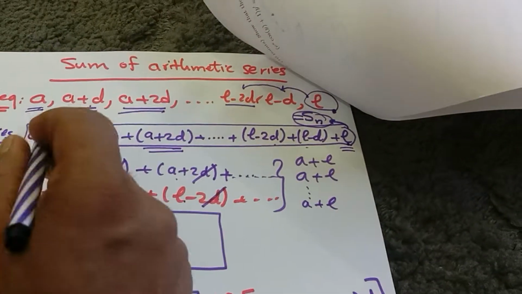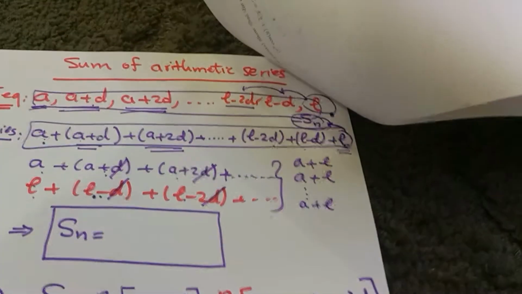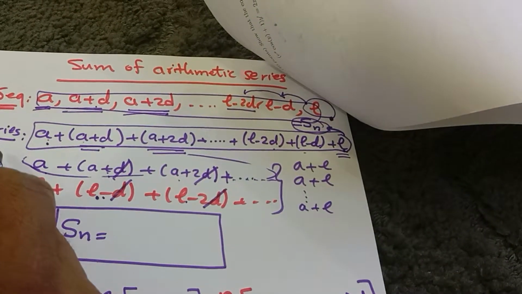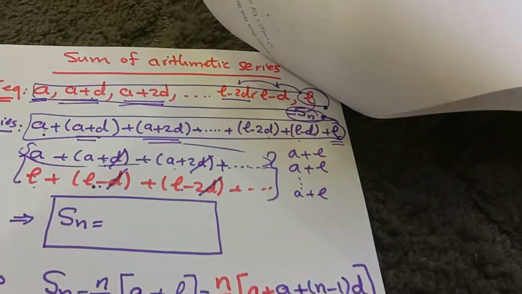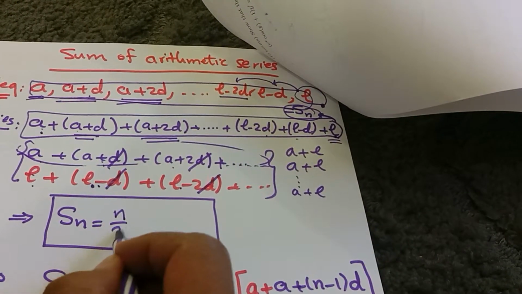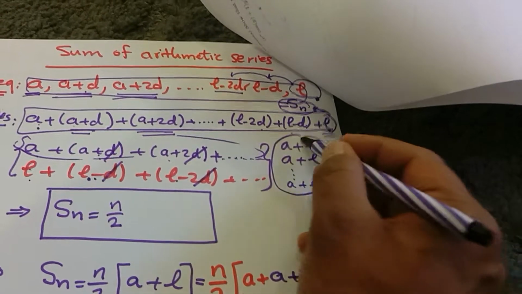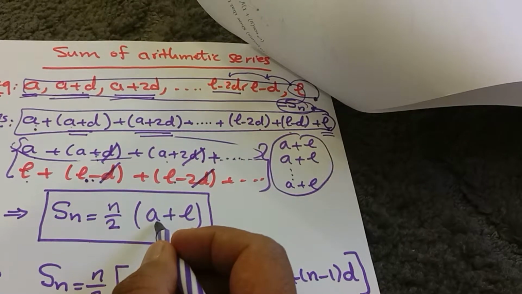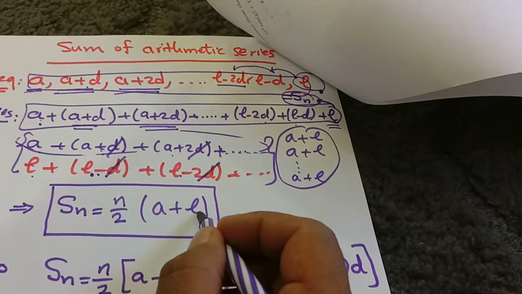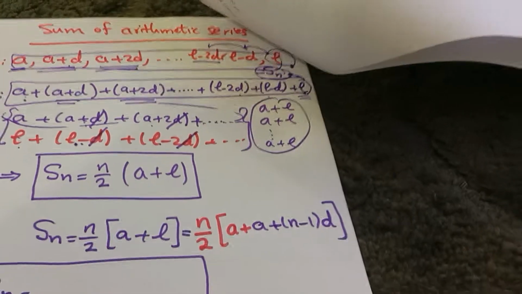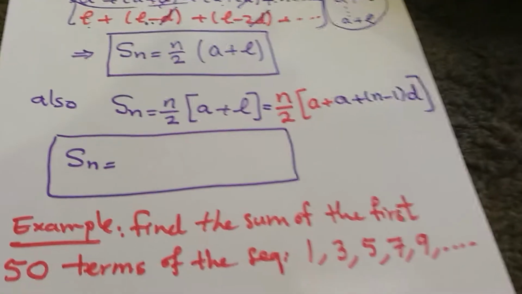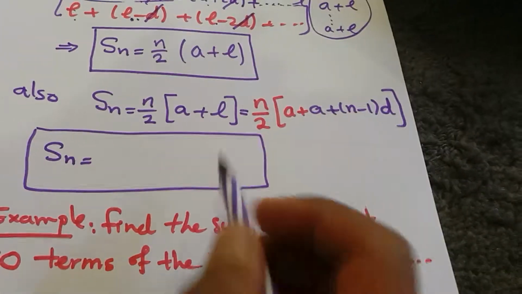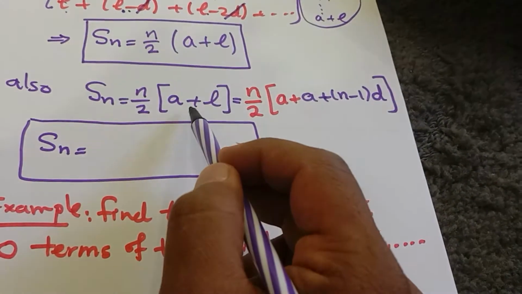The sequence here was having n terms. So I'm having here n over 2 terms because I divided in 2. So it is just n over 2, and that is multiplied by this number, which is A plus L. We know A is the first term, and L is the last term. We also have another formula for the sum of the n terms of an arithmetic series. This is the formula we derived.